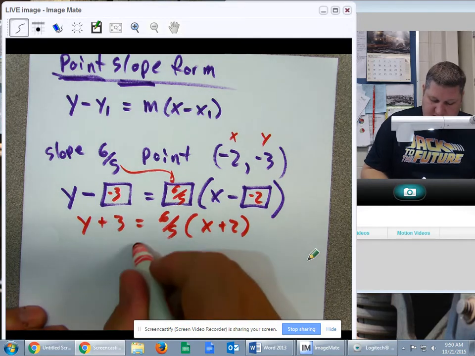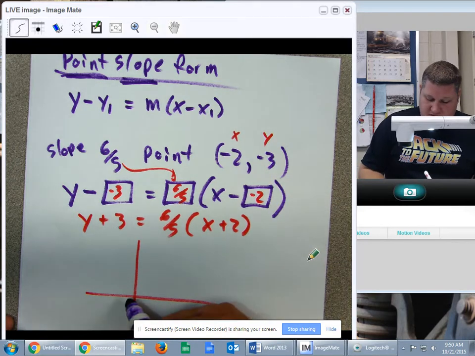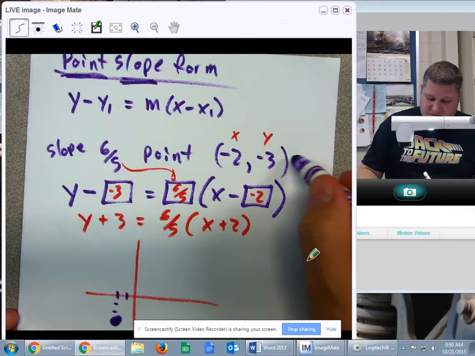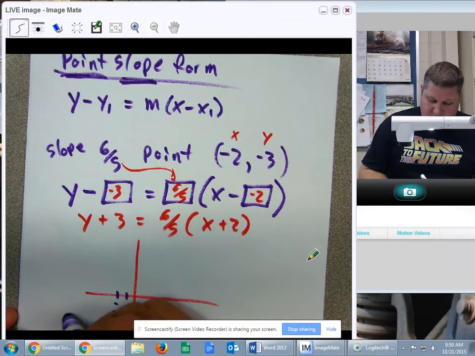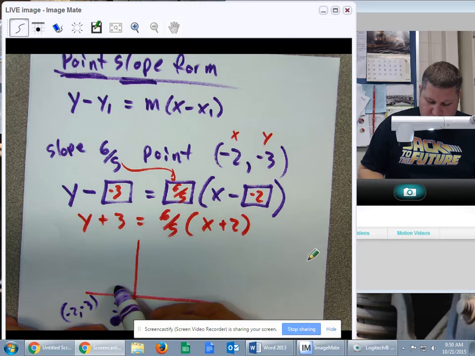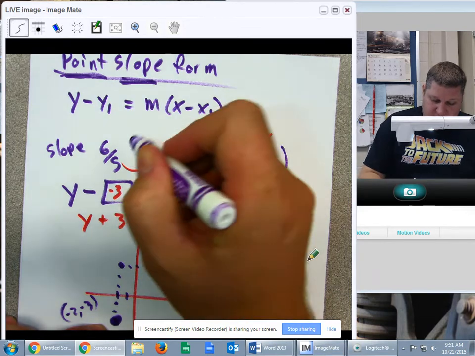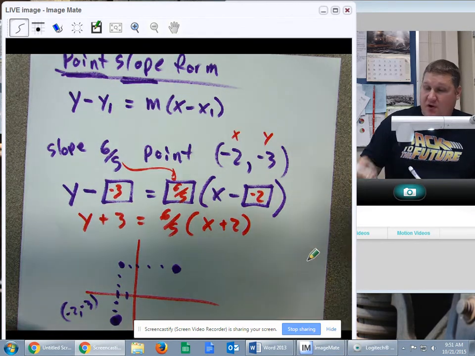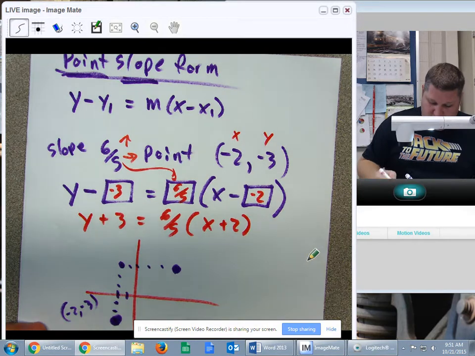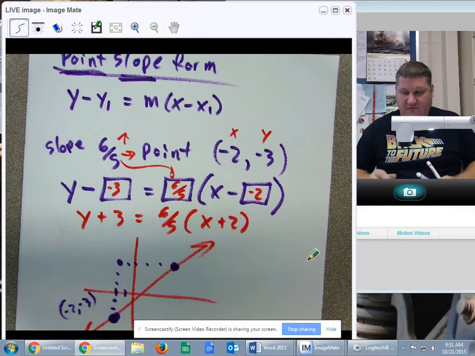At this point, I can easily graph. In fact, point slope is the easiest type to graph because it literally gives you a point. There's the point. All we had to do is put it on the graph, -2 comma -3. From this point, not from 0, from this point, use the slope. Up 6, over 5. So remember, slope is rise over run, up and over. That is the equation graphed in point slope form.